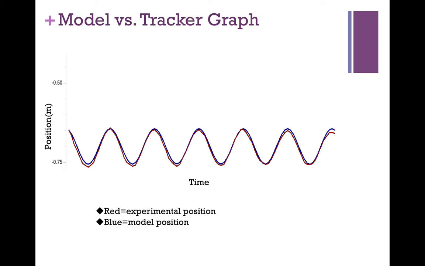And this is the model versus Tracker graph. So the red is the experimental data from the video on Tracker that we imported via CSV. And the blue, of course, is the model position. So we found those to be pretty close.